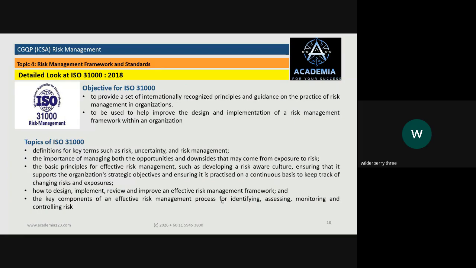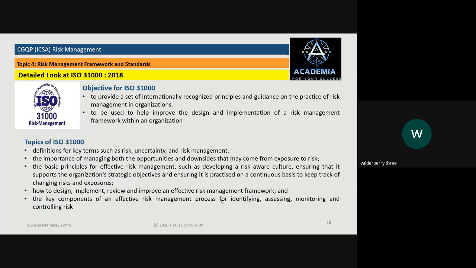What are the topics? Of course, the topics you define here, the key terms. What is risk? What is uncertainty? What do we understand by risk management? It deals here with the importance of managing risk and opportunities. Which opportunities do you have? Which downside might be the result of a risk exposure? How to deal with that? It gives you basic principles. It gives you a guideline how you can design, implement, and review your risk management framework.